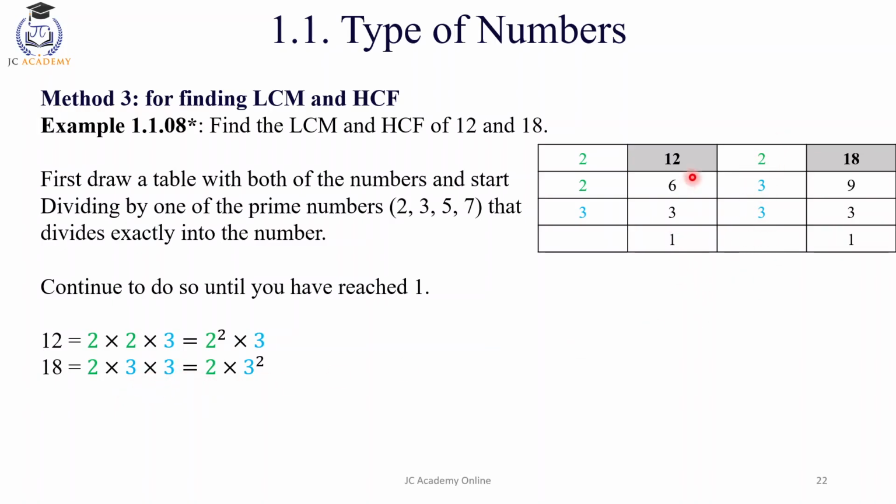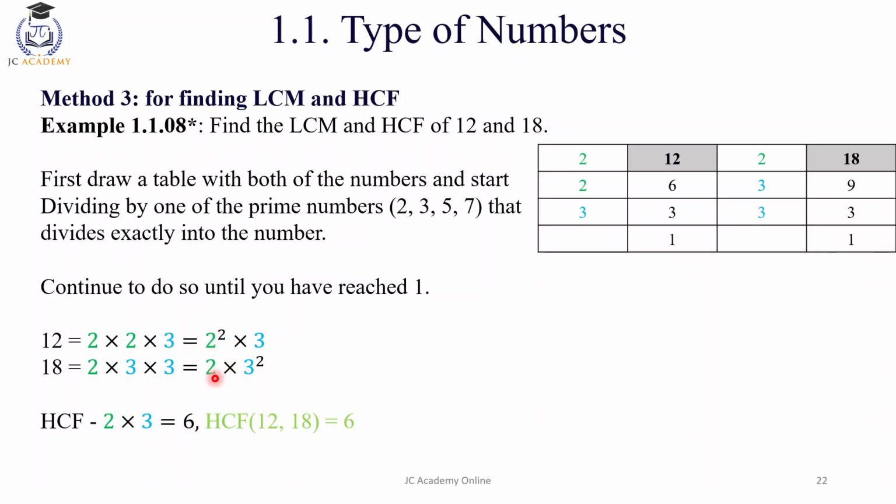Basically, just numbers in these columns. Another way, just tidy it up, so you get 2 times 3 to the power of 2. Now, how do we determine what's the highest common factor? To obtain the highest common factor, we look at the highest number that appears in both of these.